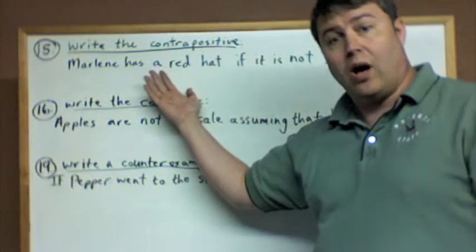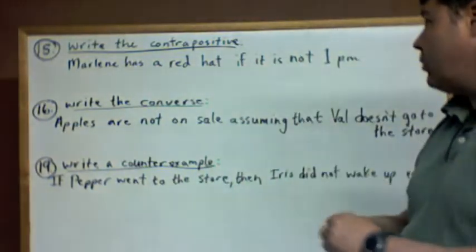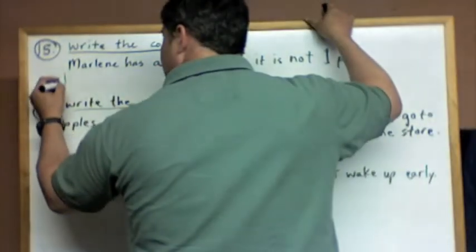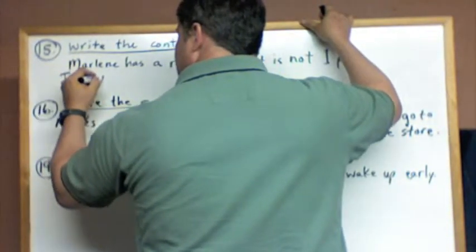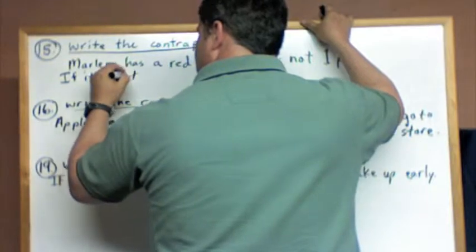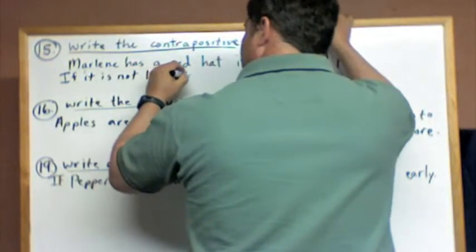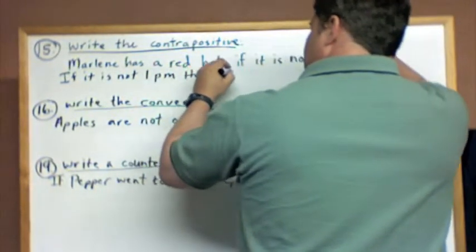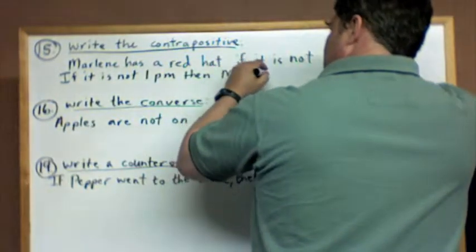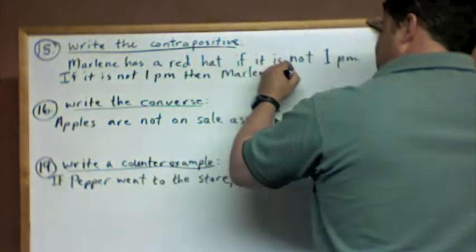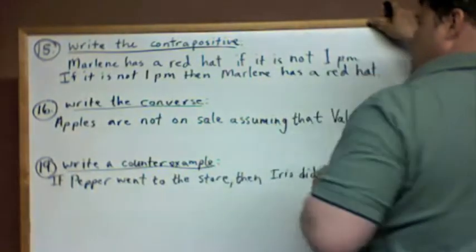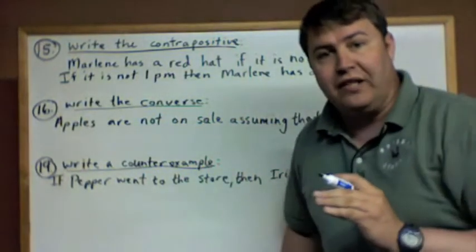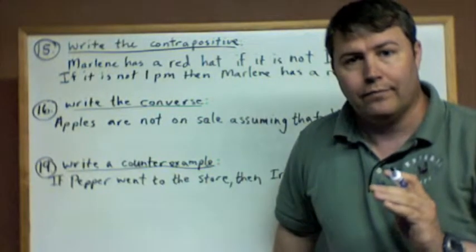All right, so our hypothesis is, it is not 1 p.m. If it is not 1 p.m., then Marlene has a red hat. All that does is put this into if-then form.